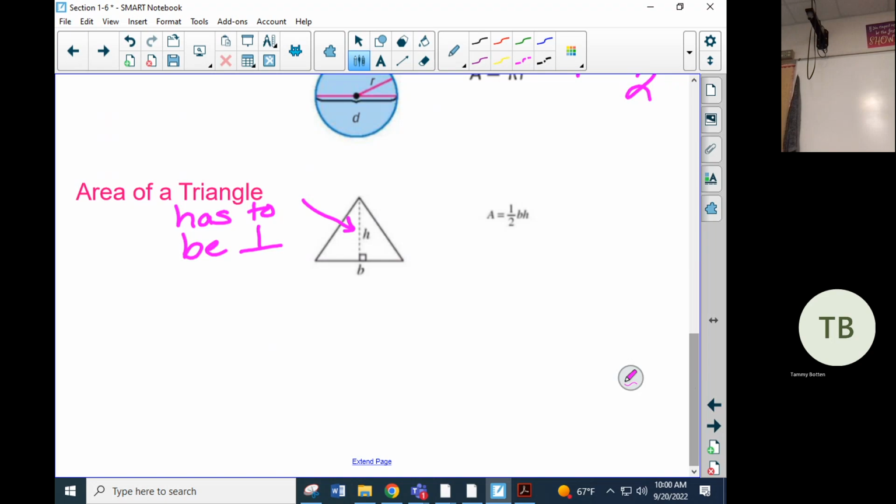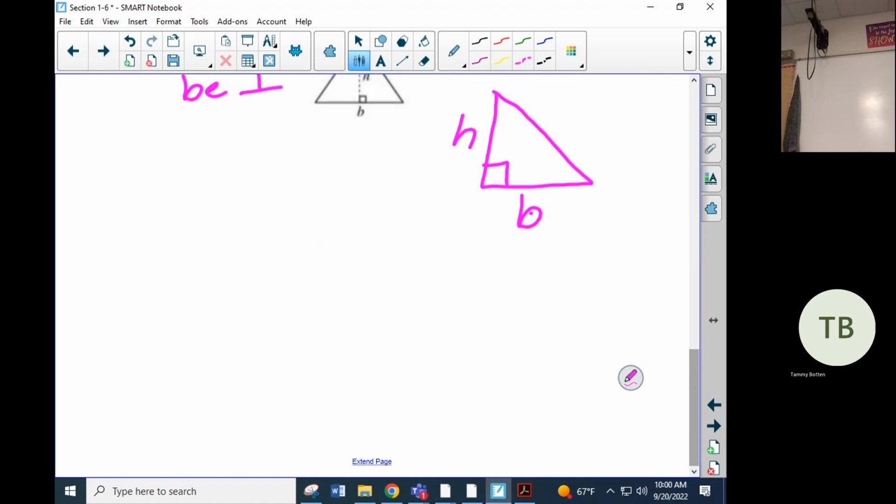Now that is one way your triangle could look. Another way it could look is like this. And on this would be your base. Your height has to be perpendicular, so this would be your height, and you'd go 1/2 times base times height. The last way that you're going to see today is you could have a triangle.